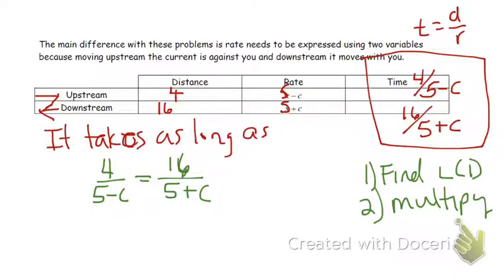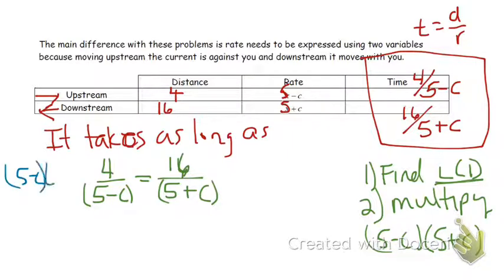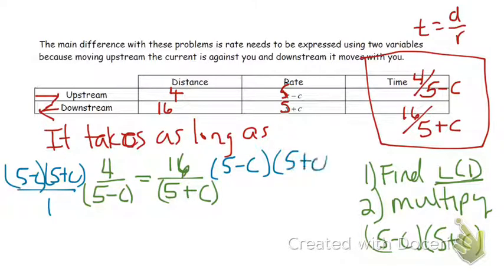We have a 5 minus C here. And we have a 5 plus C here. So what is our least common denominator that's going to represent both of those? Yeah, both of them, right? 5 minus C, 5 plus C. So there's your common denominator. We're going to go back and multiply those then. So 5 minus C, 5 plus C over 1, and then over here, 5 minus C times 5 plus C over 1. So you have two little mini multiplication problems.